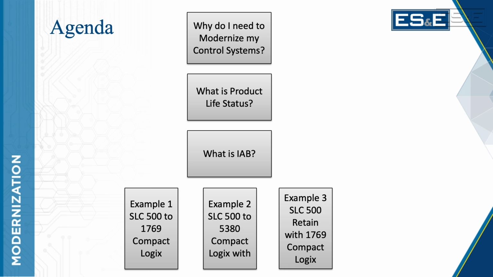We'll talk about what the IAB, Integrated Architecture Builder, is. And we'll do 3 examples. We're going to take a SLC 500 chassis, like a 504, very simple. We're going to convert it to CompactLogix using 3 different methods. So you've got 3 different ways you can do it to achieve the same goal.